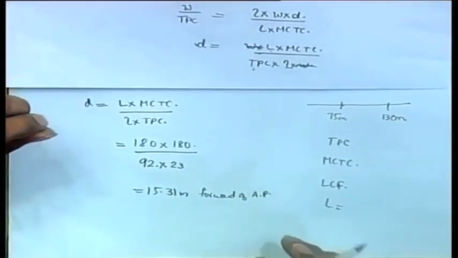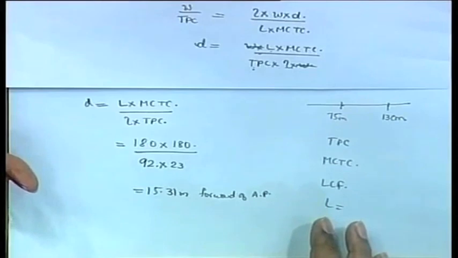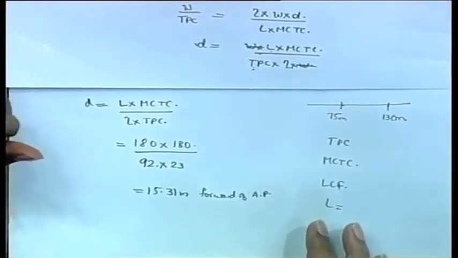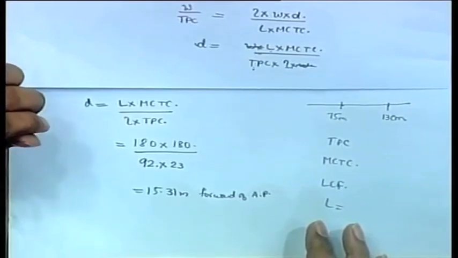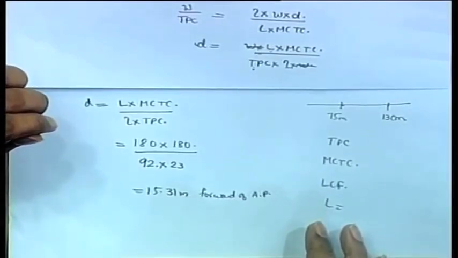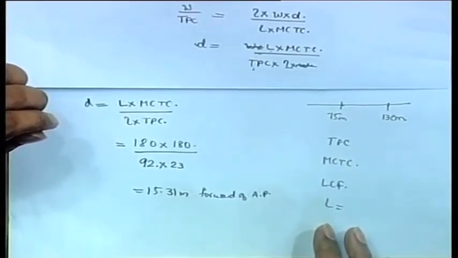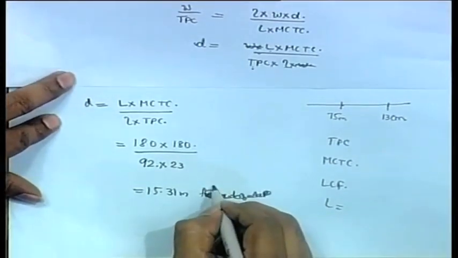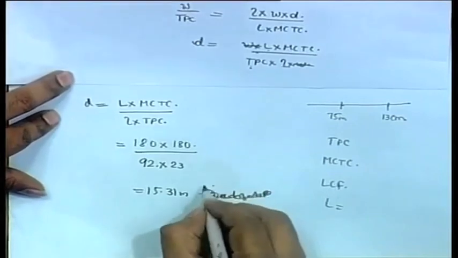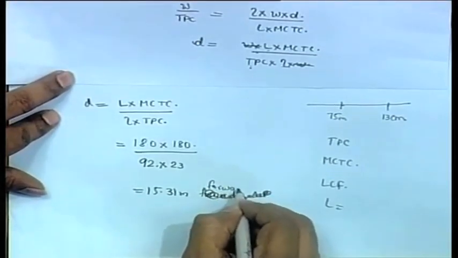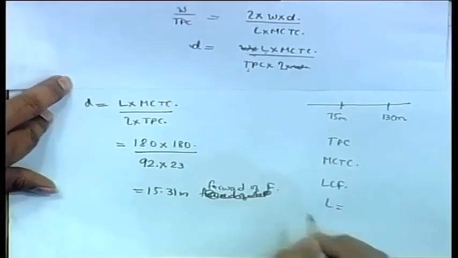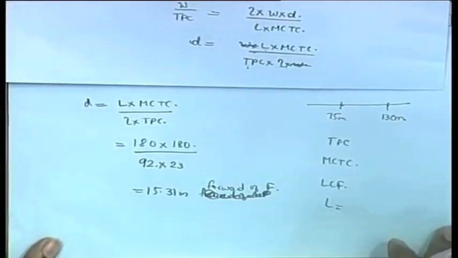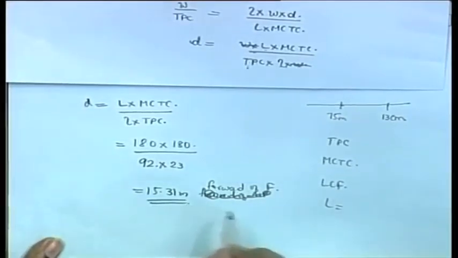D is the distance from the center of flotation. So, 15.31 from the center of flotation it will be. Oh, actually, it is written like this, forward of F, forward of the center of flotation, not AP. Yes, 15.31 meters forward of center of flotation.